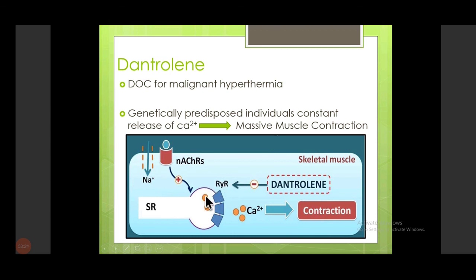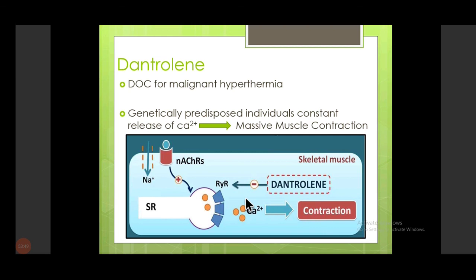Dantrolene inhibits the ryanodine RYR receptors, so the expulsion of calcium into the skeletal muscle is decreased, and this is taken care of. For malignant hyperthermia, IV is usually given. IV dantrolene is used for malignant hyperthermia.